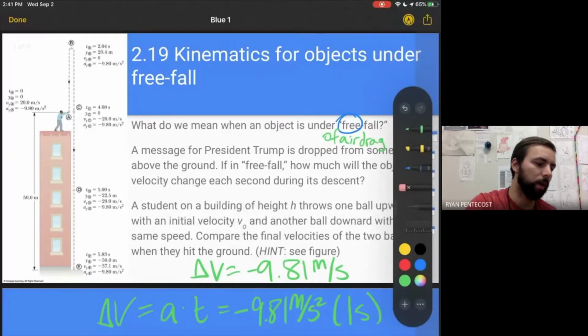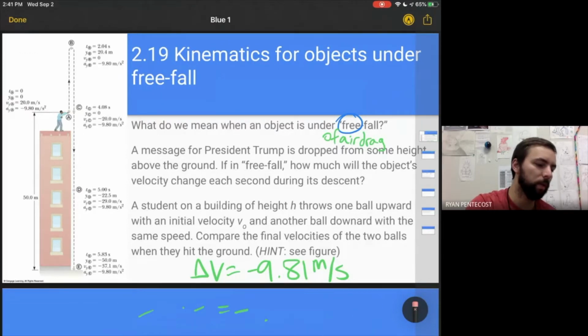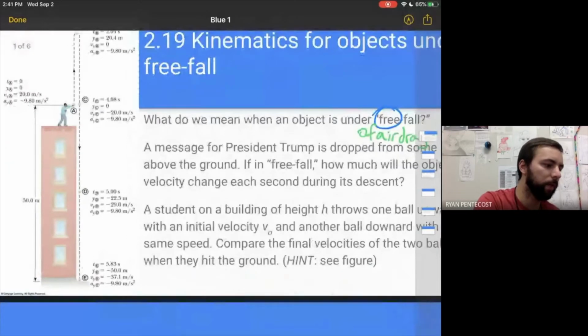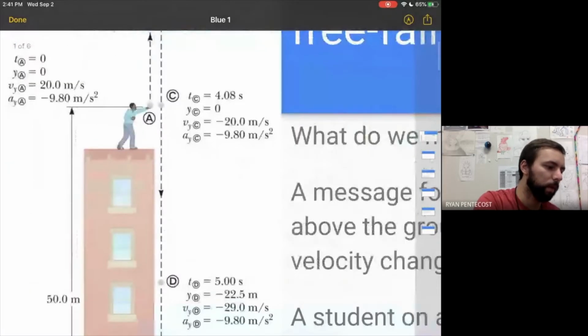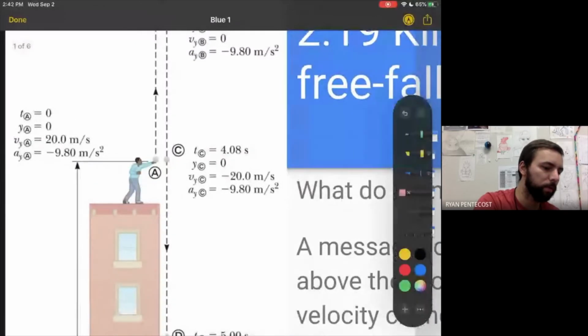Now, a student on a building of height h throws one ball upward with an initial velocity of v naught and another ball downward with the same speed. Compare the final velocities of the two balls when they hit the ground. Hint, see the figure. So let's look at this figure real quick, shall we? We have this student on top of a building. And then they actually have some information here for us.